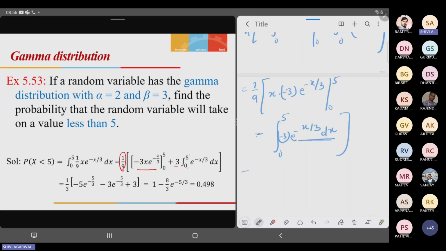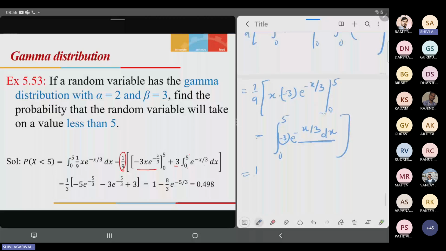Okay, now we can substitute the values here. When we are substituting 5, then some values come, and if we are substituting 0, it will become 0. So now 1 by 9 is common, so it will become minus 3x, it's 5 e to the power minus 5 by 3, and after that minus of minus 0.